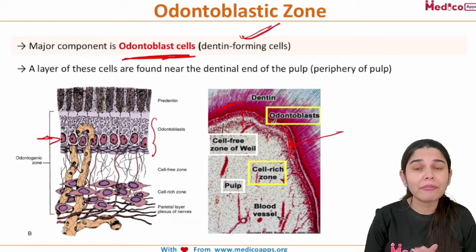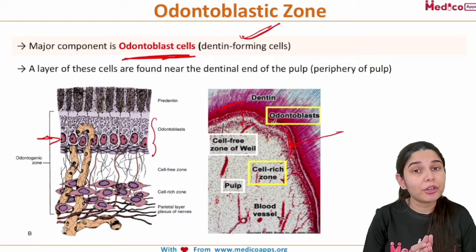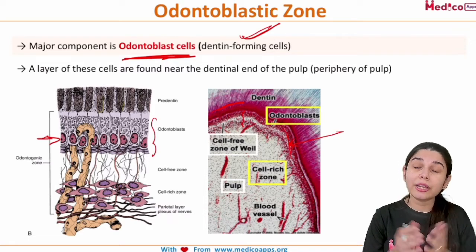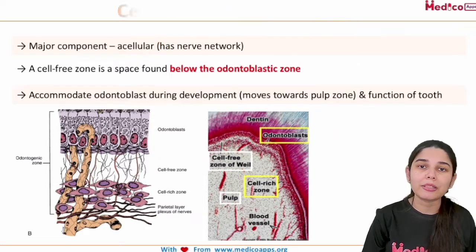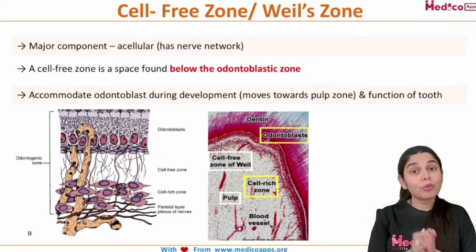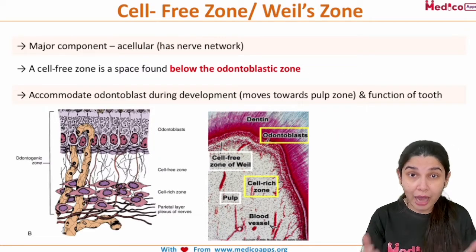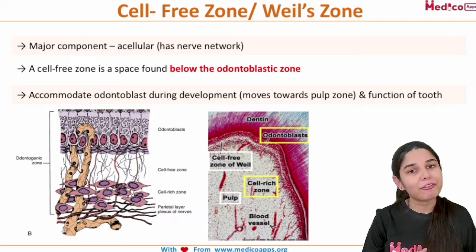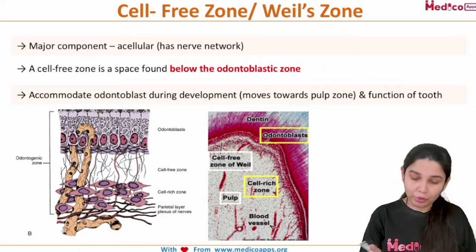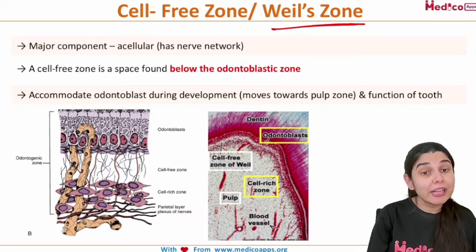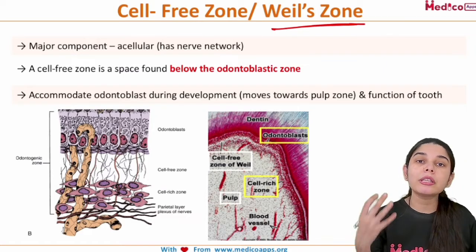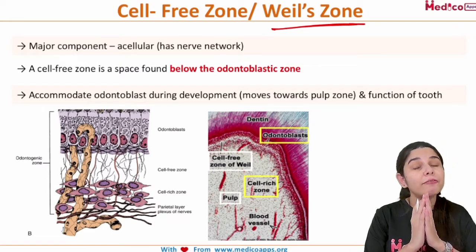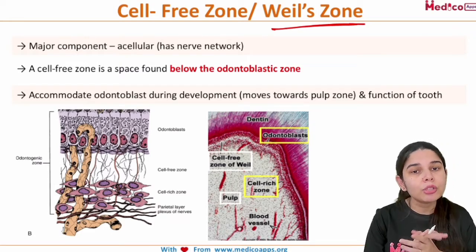So I hope you have understood this particular point of odontoblastic zone, that it consists of odontoblast cells. So that's why it is called odontoblastic zone. The second zone, which is very important from our MCQ point of view, is the cell-free zone. Now the cell-free zone is also known as Weil's zone. Now why are we calling it cell-free zone? Because it is free of cells. There are no cells present.